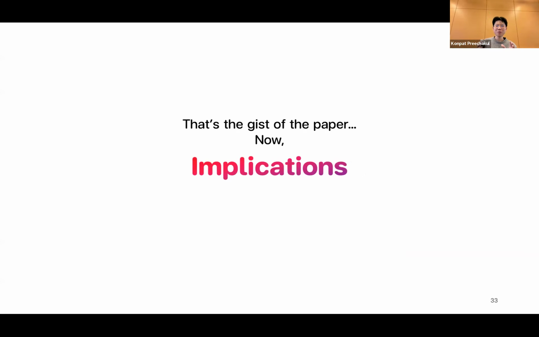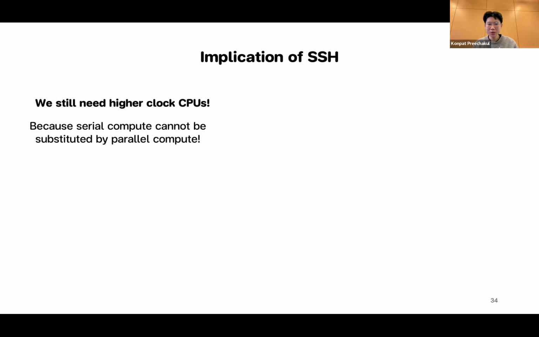Now let's talk about a bit of the implications from what we learned, right? What we learn is that serial and parallel are completely different types of problems, and it requires different types of models to deal with. You cannot just say that flops are flops, because flops are not flops. There's serial flops and parallel flops. In this case, we still need higher clock CPUs or GPUs, if you like, because we cannot just hope that parallel compute will save us from serial problems.